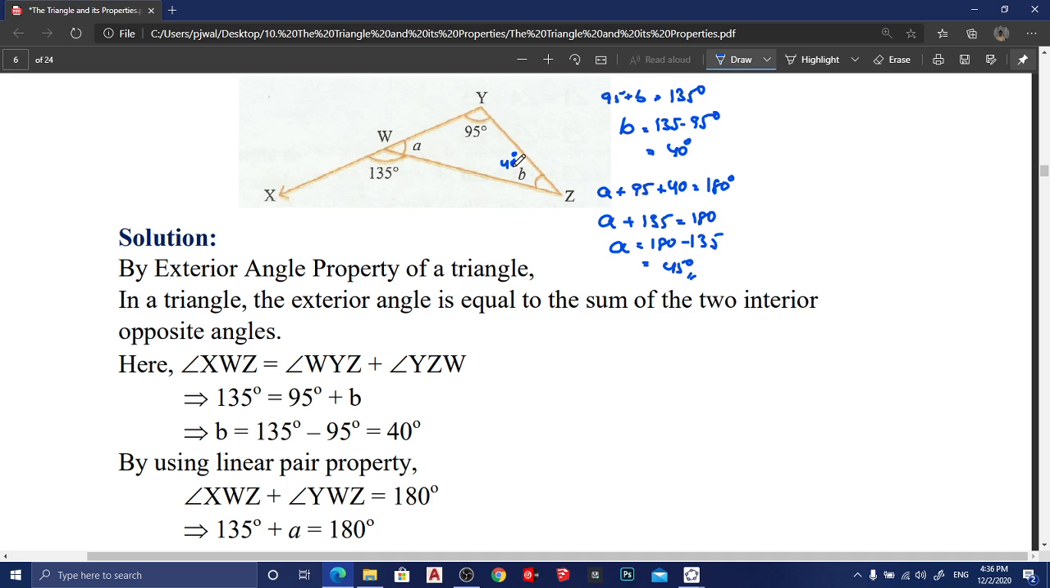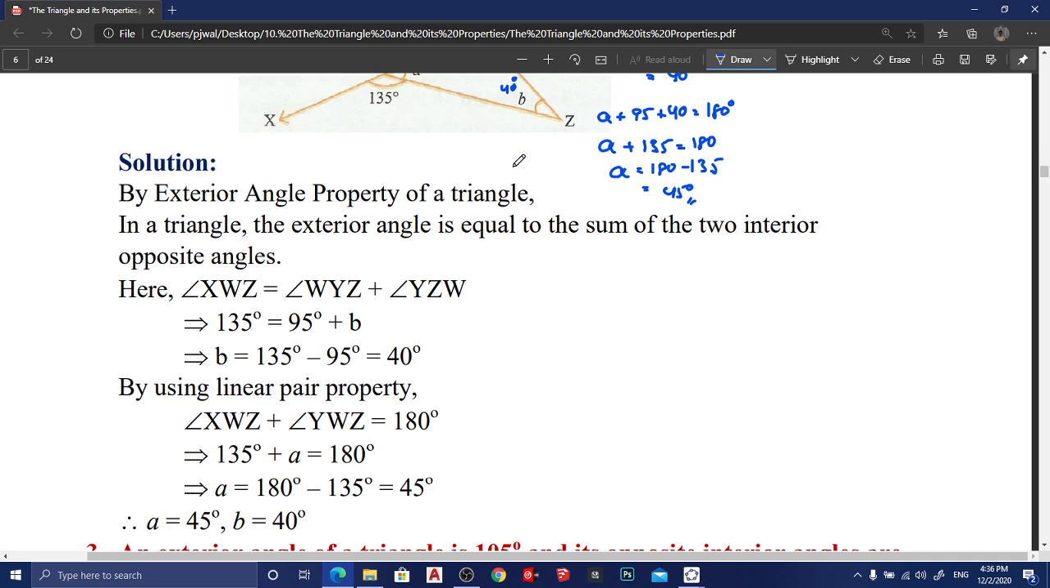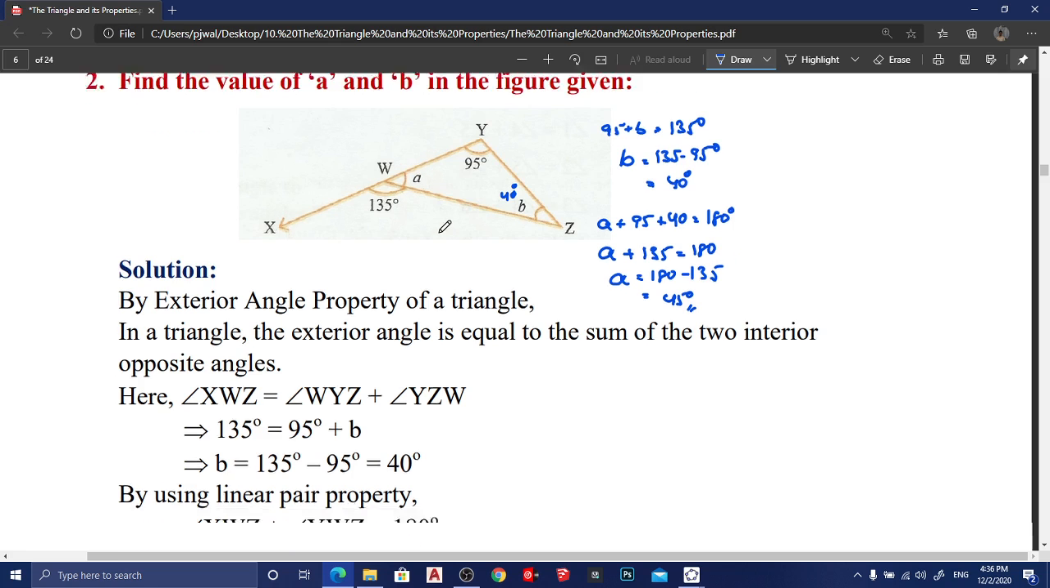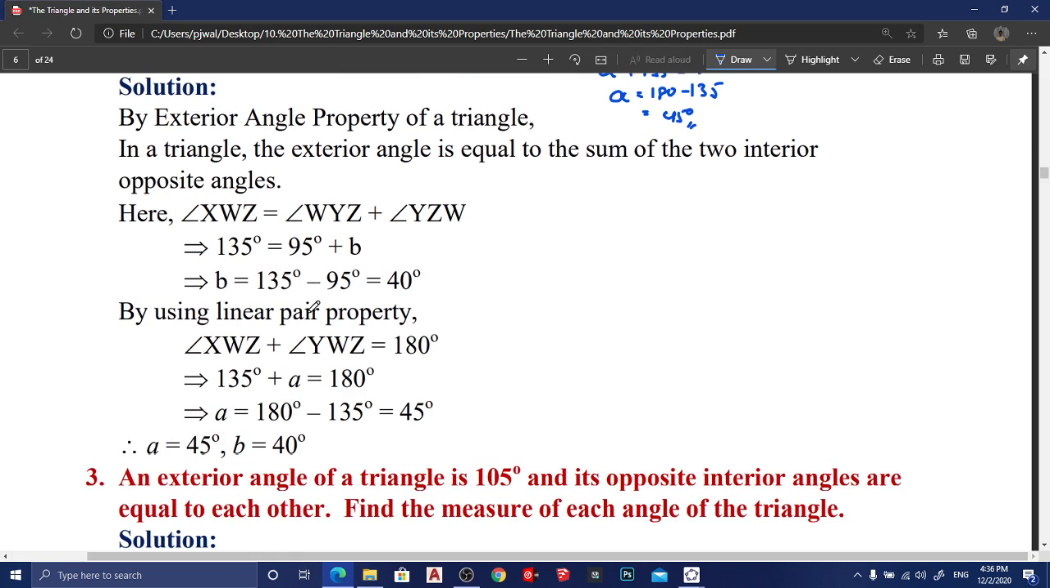So once you know two of the angles in a triangle, you can find out the third angle by using the angle sum property. Otherwise, one more property also you can use, you know that linearity property. This is a straight line and this is intersecting this. Now this will form 180 degrees. So by subtracting this 135 from 180, you will get this remaining angle. That property also you can use. I used the linearity property here.